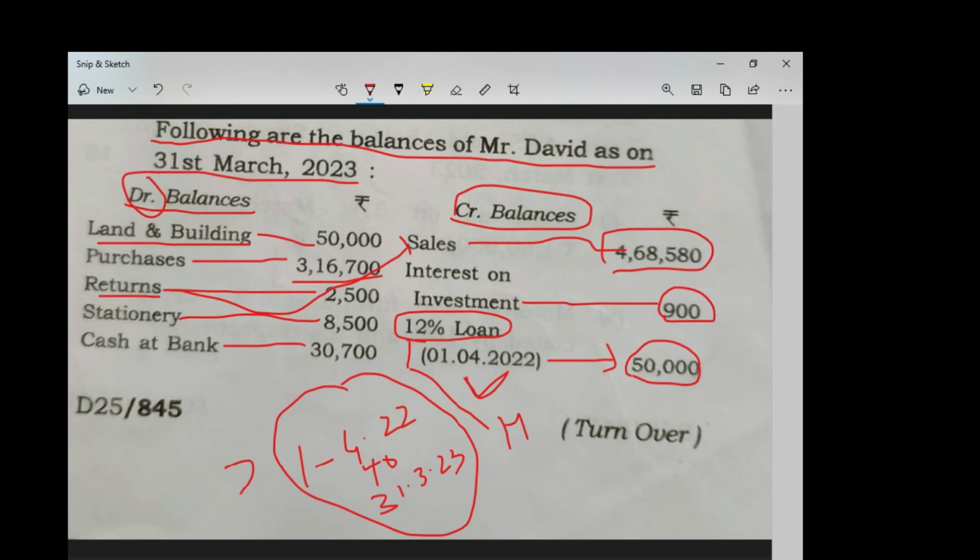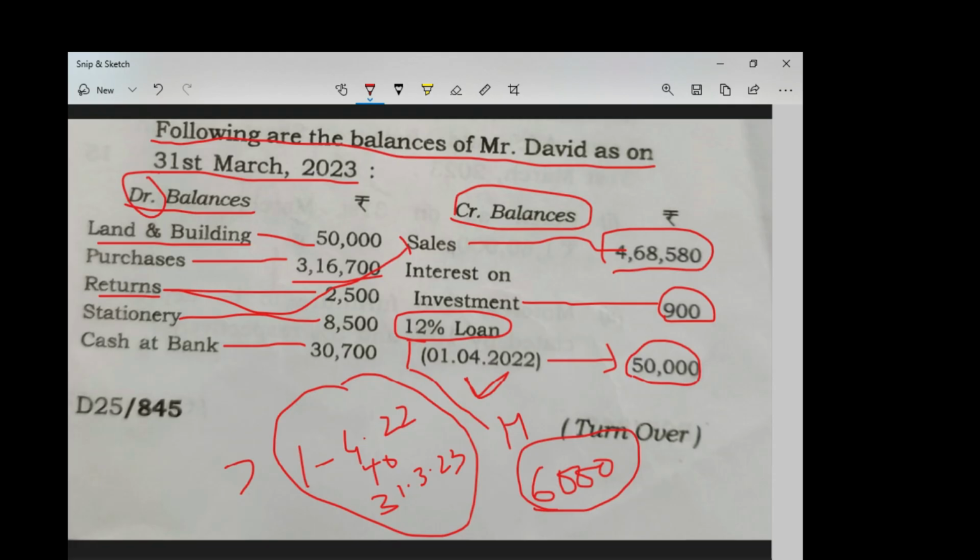So we have to calculate the interest on loan. This is 50,000 at 12% for 1 year, so it will be 6,000. These 6,000 effects we have to show in our profit and loss account on the debit side. Loan is taken and interest is payable.